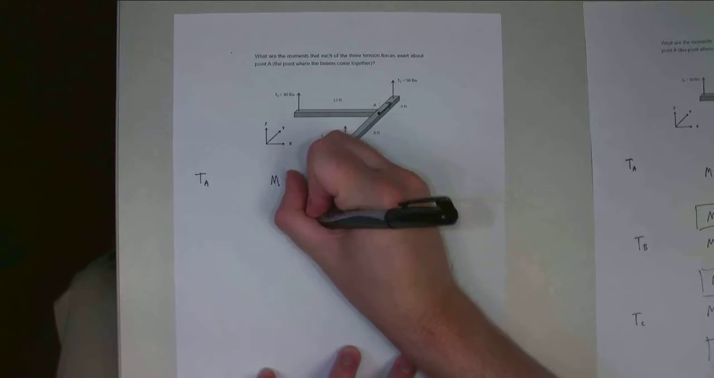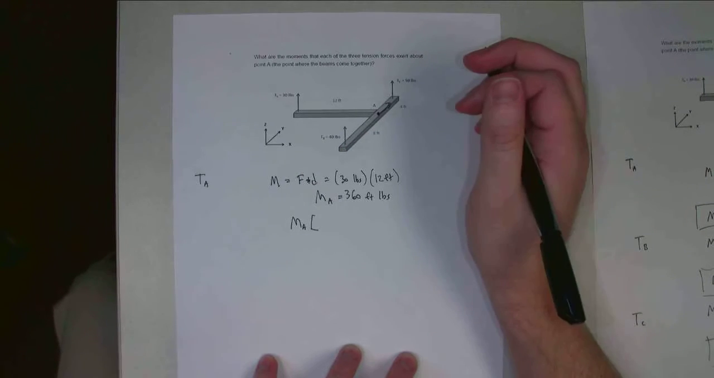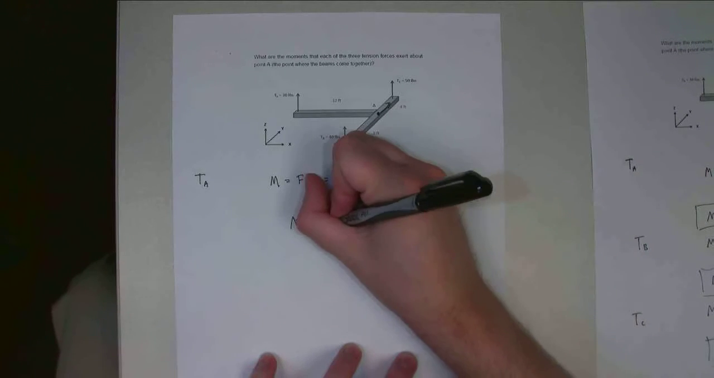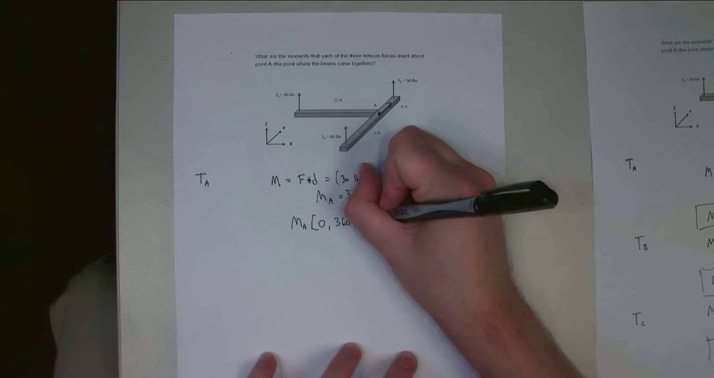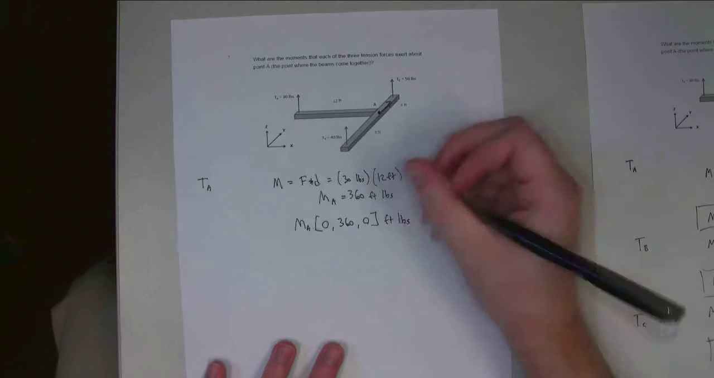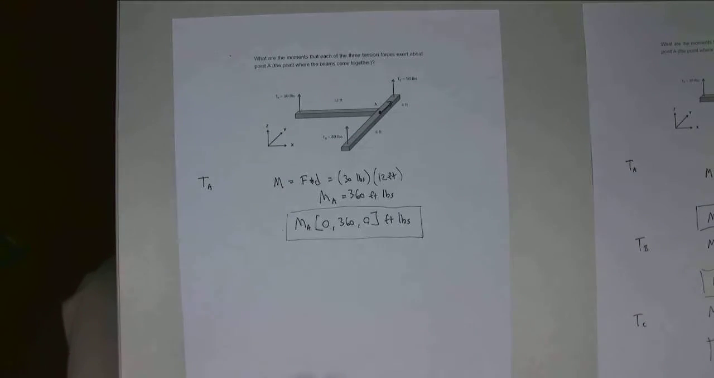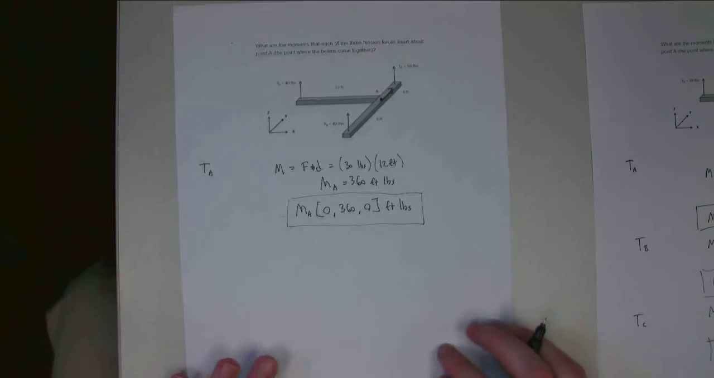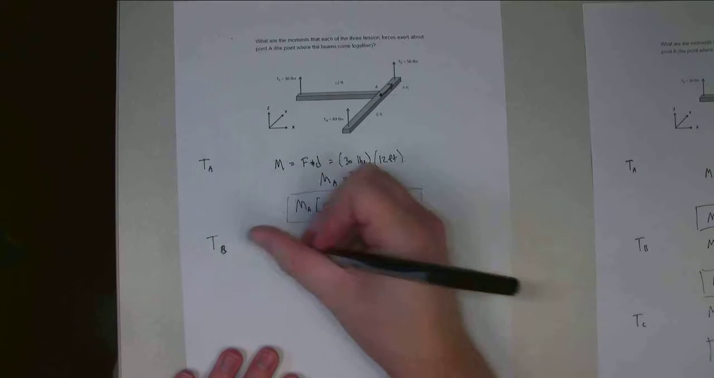So MA is going to be 360 foot-pounds of torque in the y direction. So 0, 360, 0. The units are foot-pounds. Alright, so that is my moment vector. I've got a magnitude and a direction. Now I just need to repeat for TB.